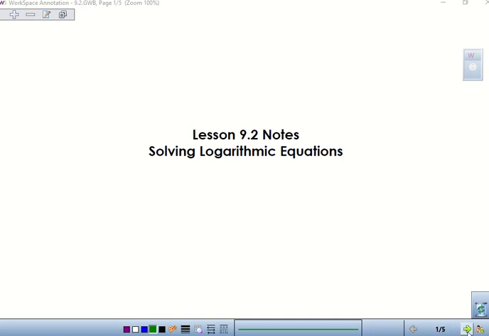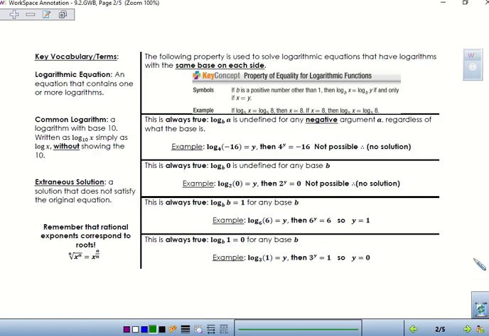9.2, which is logarithmic equations, solving them. So there are a few important things you need to know about logarithmic equations. A logarithmic equation is an equation that contains one or more logarithms. So it has to have an equal sign and a logarithm in it.